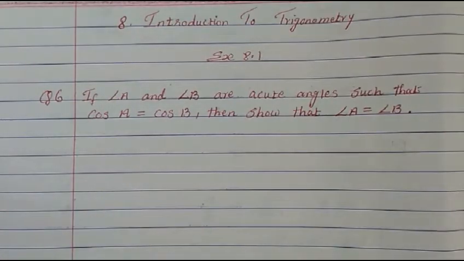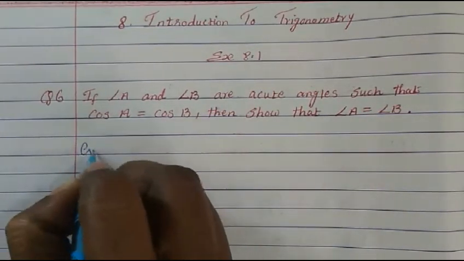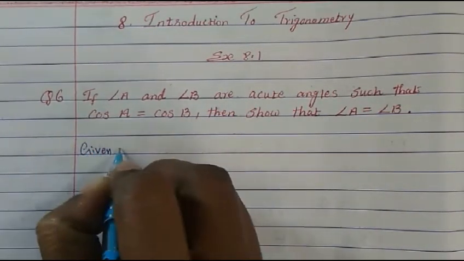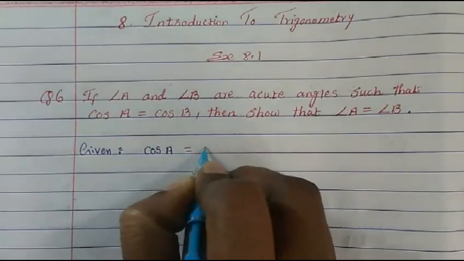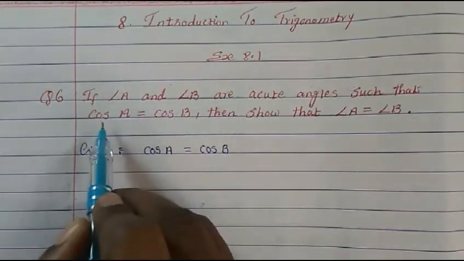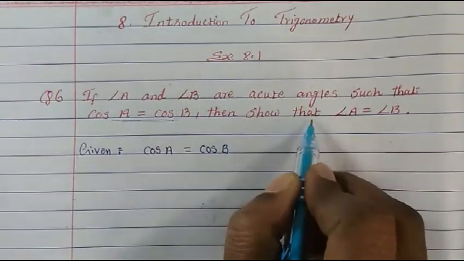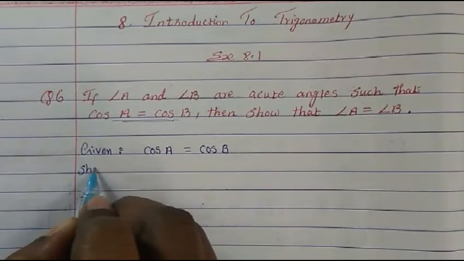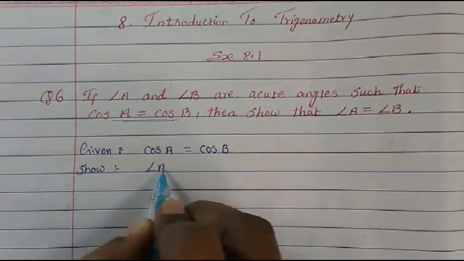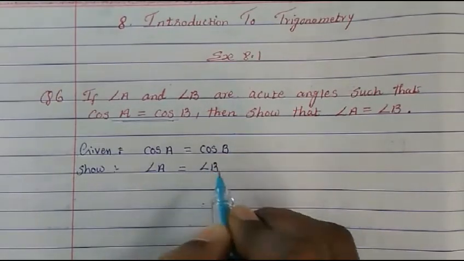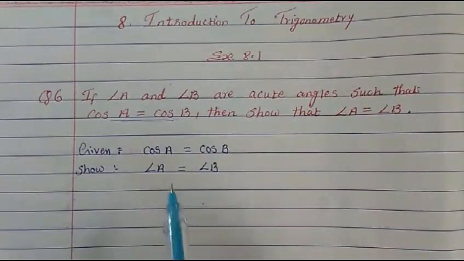So first let us write down what is given to us. What is given to us is that cos A is equal to cos B. Then show that. So what do we have to show? We have to show angle A is equal to angle B. So cos A is equal to cos B, then we have to show angle A is equal to angle B.